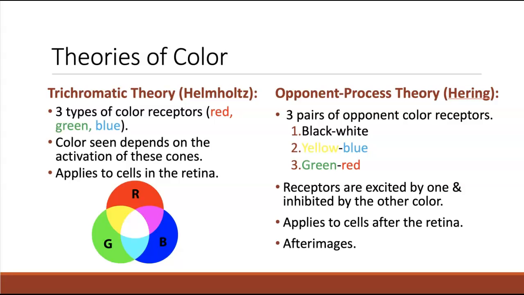The other theory is the opponent process theory, developed by Hering, and this was based on his work with after images, and we'll talk about that in a second. He also suggested that our eyes have three types of color receptors, but that each receptor consists of a pair of opposing receptors, so color is coded in opponent pairs: black and white, yellow and blue, green and red. The reason he developed this theory is he was looking at after images, and he found that if you stare at any one of these colors for long enough, when you look away, you can still see that object. You get this after image of that object, but it will be the opposite color.